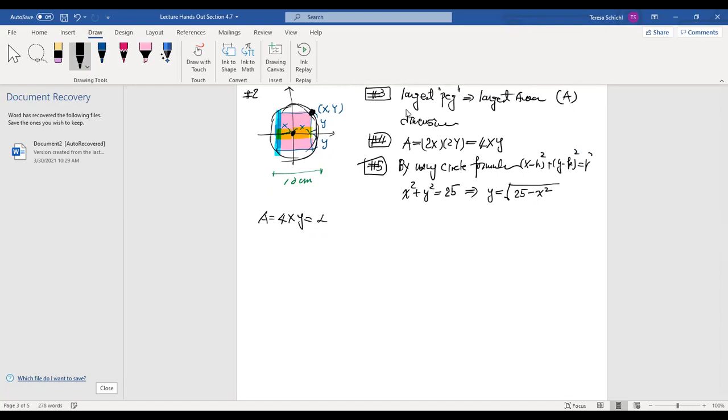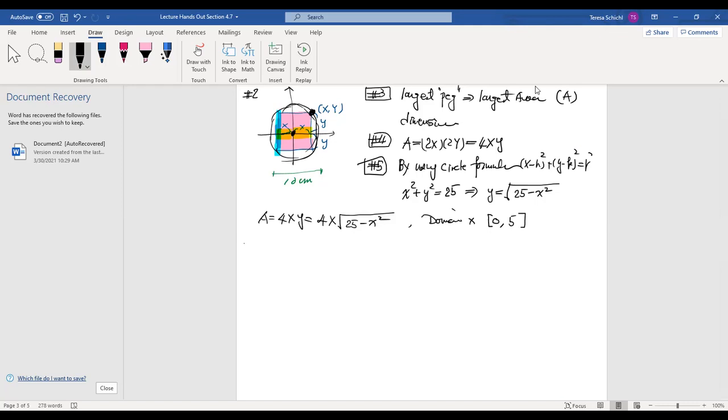So I can replace all this with 4x times the square root of 25 minus x squared. Okay, and then let's take a look at what the domain for x is. The smallest x can be 0. And what is the largest one? If it's the whole radius, it's 5. So the largest x can be 5, and that means y is going to be 0, right?